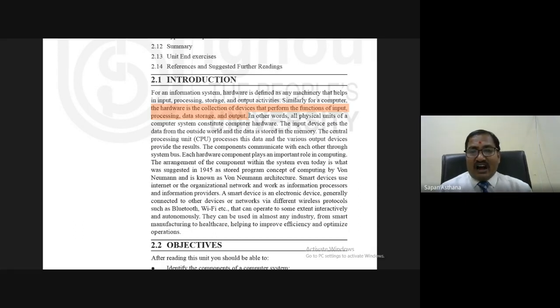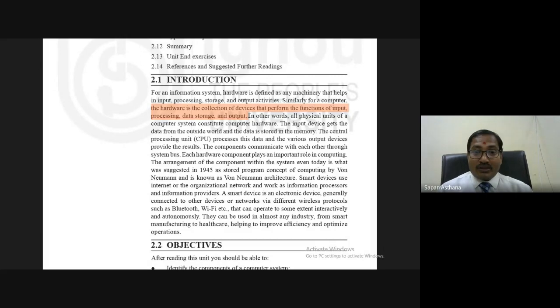In other words, all the physical units of the computer system constitute computer hardware. The input device gets the data from the outside world and the data is stored in the memory. The central processing unit CPU processes the data and the various output devices provide the results. All of you know very well CPU is the very important central processing unit. Without CPU, no any meaning of any computer system.